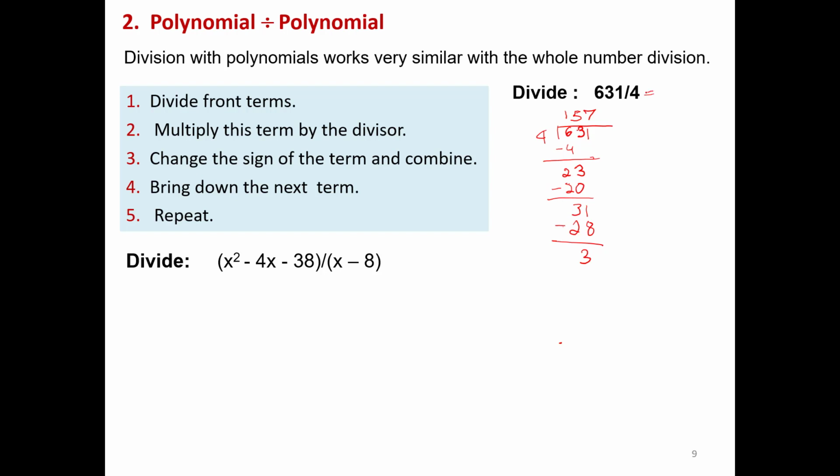Then we can say this equals 157. Then in the numerator we need to write the remainder, which is 3, and in the denominator we need to write the divisor, because it's not an exact number. We have a remainder, so we need to write this. The number in front is the quotient. The number in the numerator is the remainder, and the number in the denominator is the divisor.